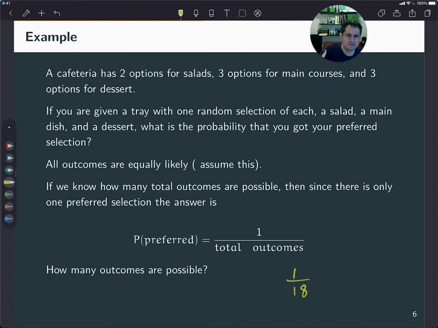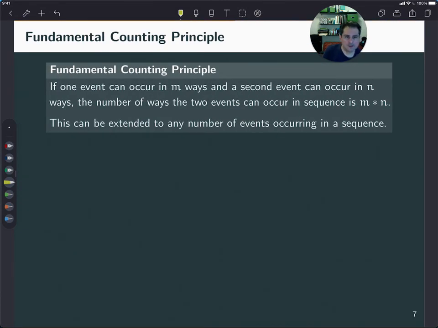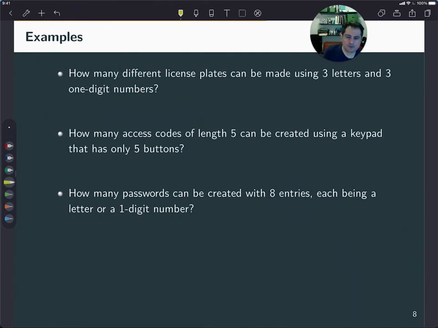This means the first is you get one of the 2 options for the salad. The next one is one of the 3 options for your main course and so on. So you can repeat this as many times as needed. You just multiply them. So let's do some examples here.